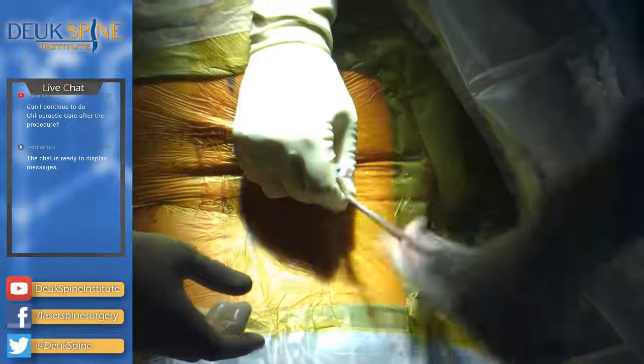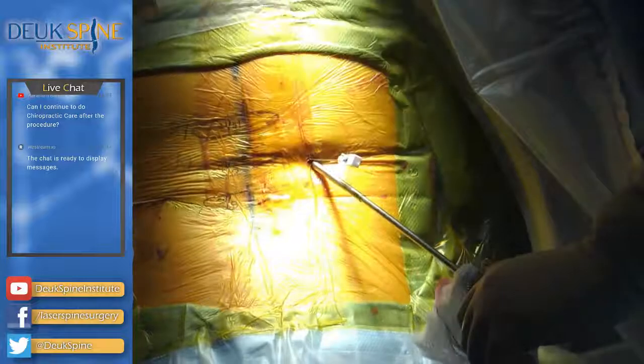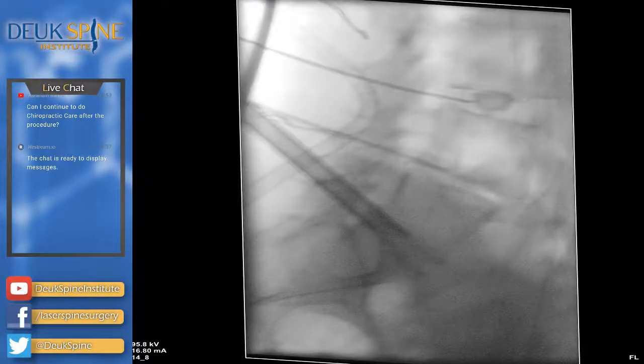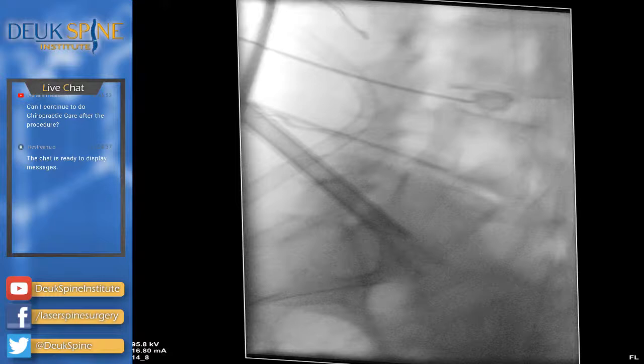We knew this wasn't going to be easy. Oh, perfect. Wow. All right, let's pull the fluoro out. Straight back with the fluoro.